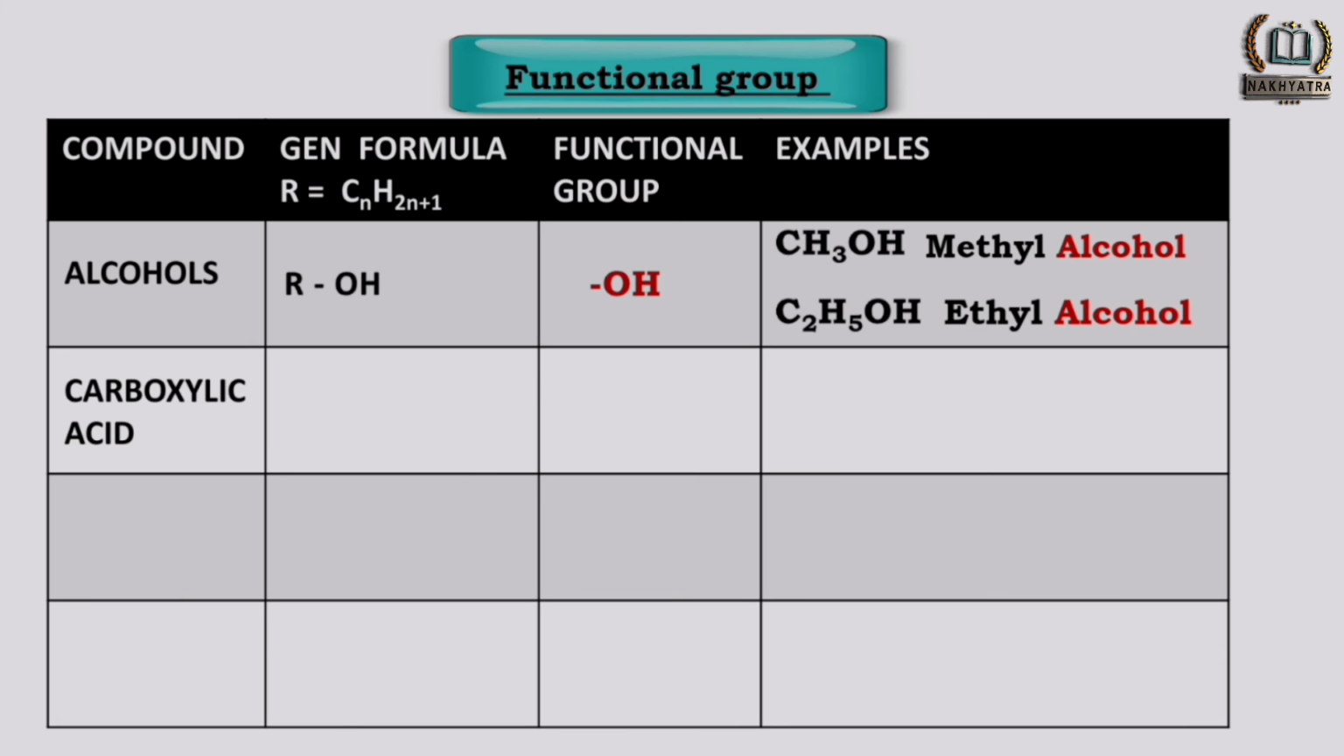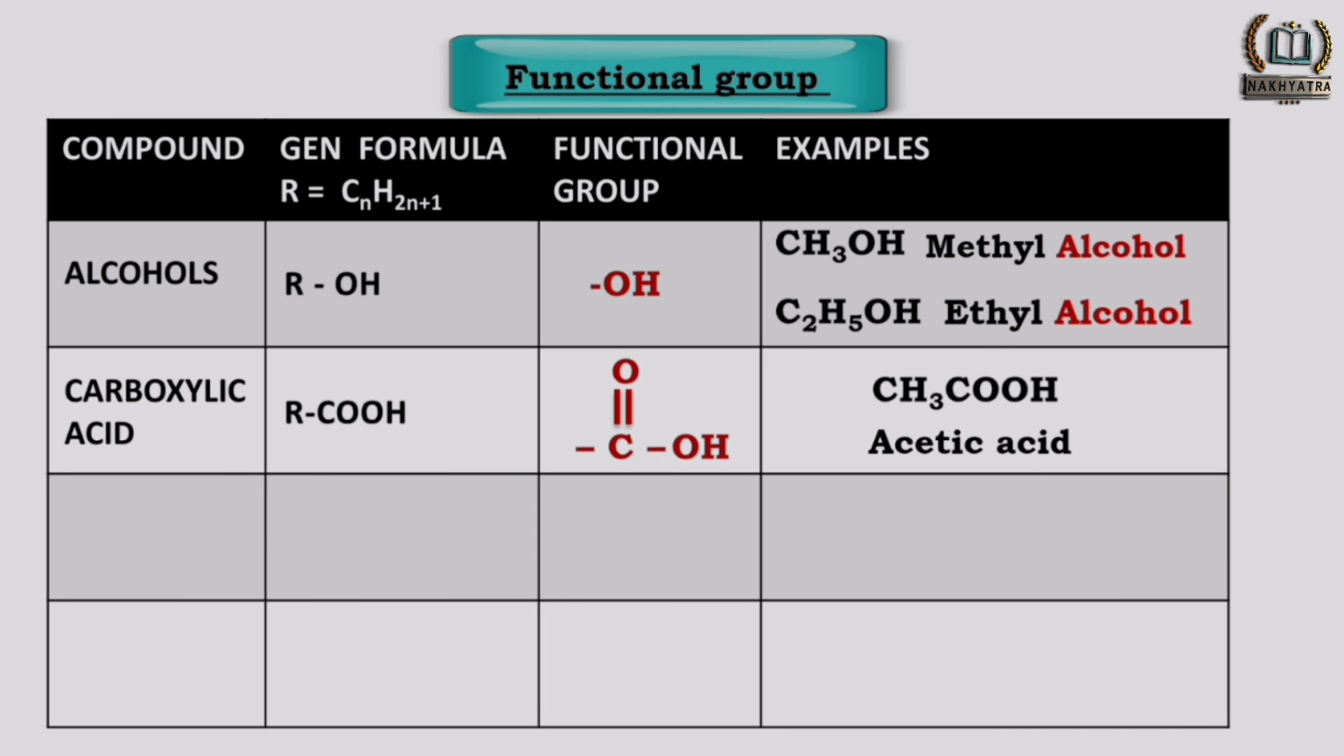Now the second compound is carboxylic acid. This is your functional group: C double bond O and a single bond OH. So the general formula is RCOOH. Here again R represents the alkyl group. Now the example, CH3COOH, is your acetic acid.